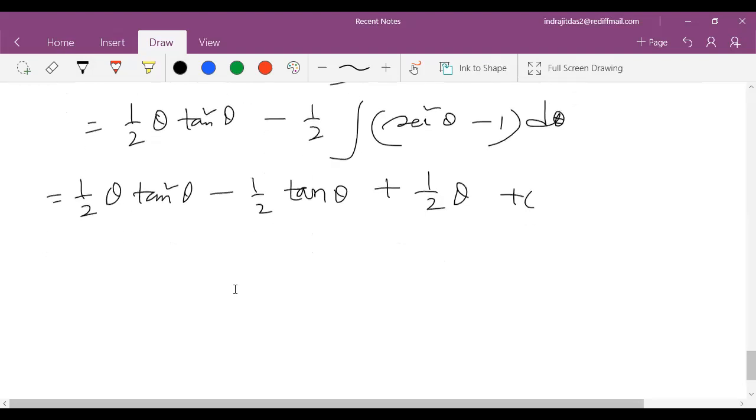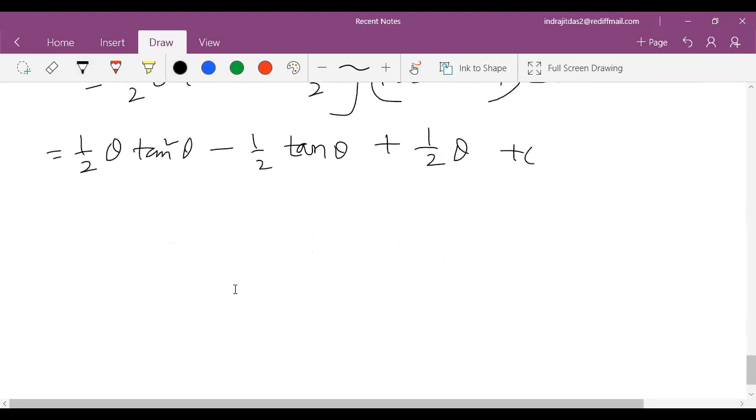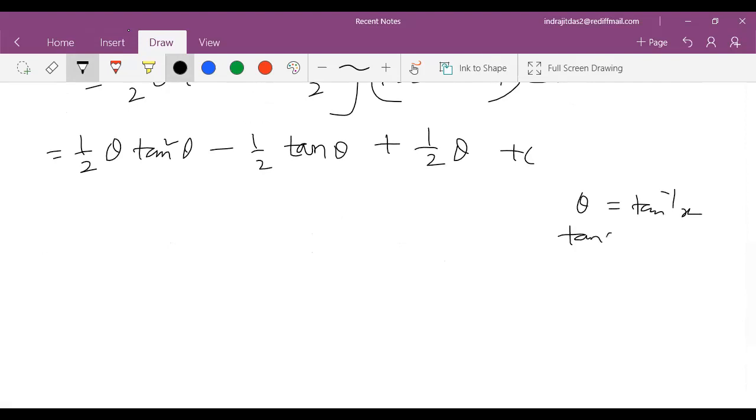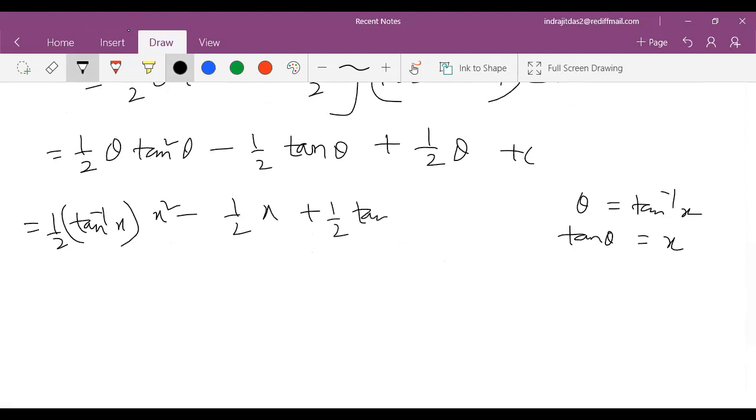So now come back to what was the substitution. Our substitution was theta was tan inverse x and tan theta was x. So let us put there, theta is tan inverse x and tan square theta is x square. So that is the first part, half x square tan inverse x, minus half tan theta, which is your x, plus half theta, that is tan inverse x.